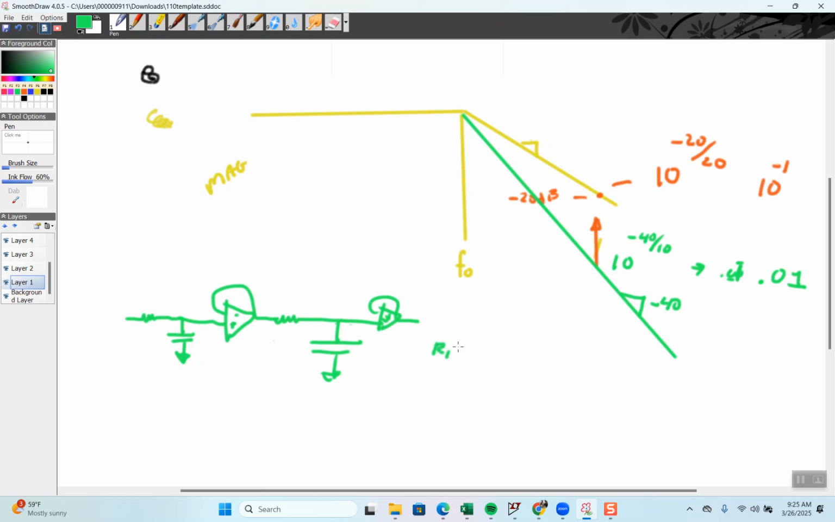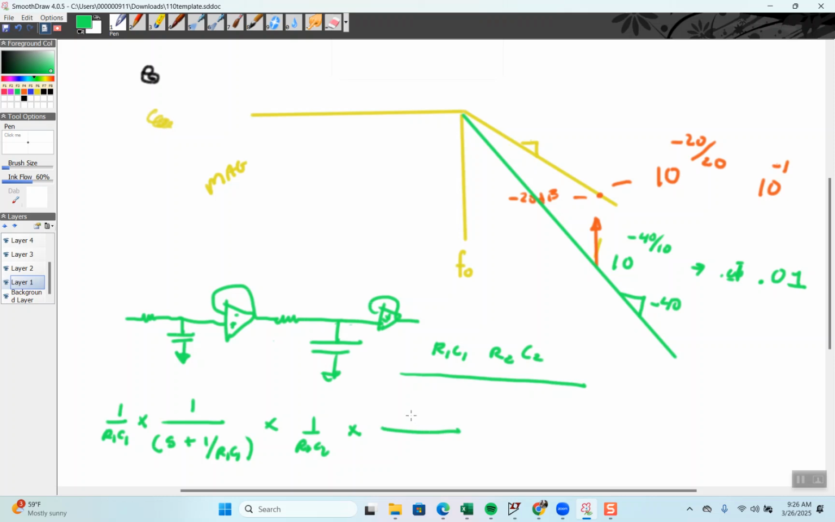And the transfer function would be, sorry, I got to draw it over here. 1 over R1 C1 times 1 over S plus 1 over R1 C1, times 1 over R2 C2 times 1 over S plus 1 over R2 C2. Okay.